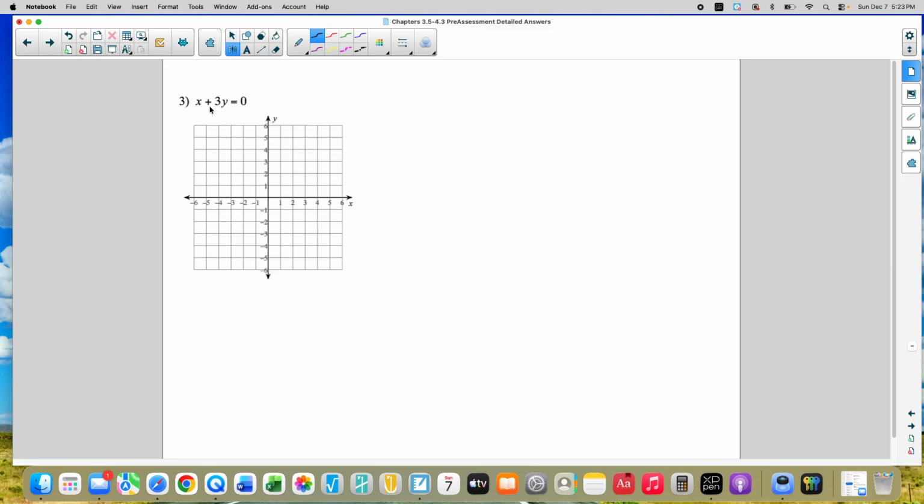It's in standard form. For the x-intercept, we'll cover up the y because y equals 0, and we're left with x equals 0. To find the y-intercept, we cover up the x, and we get 3y equals 0. Divide by 3, y equals 0. This is a good tricky one. So my x-intercept is 0, and my y-intercept is 0. It's the same point, so I can't draw a graph at the moment.